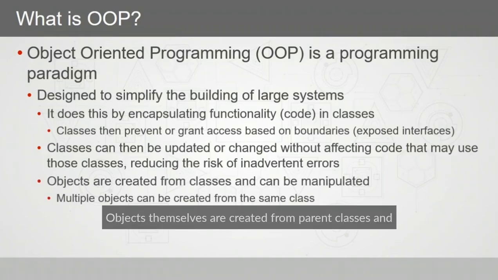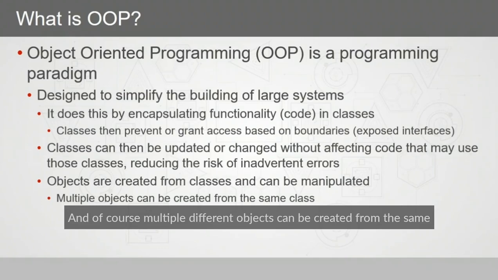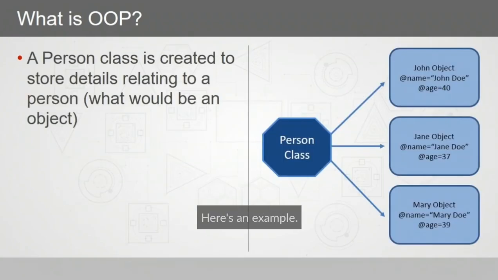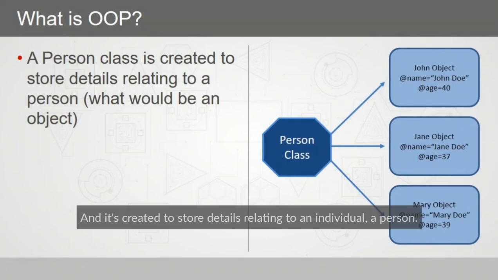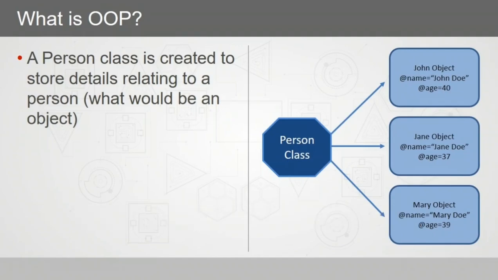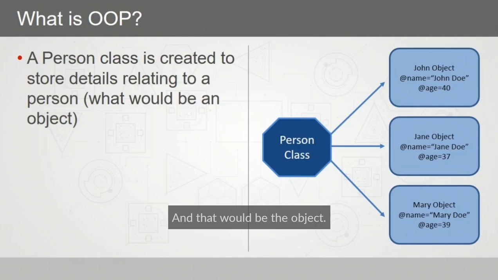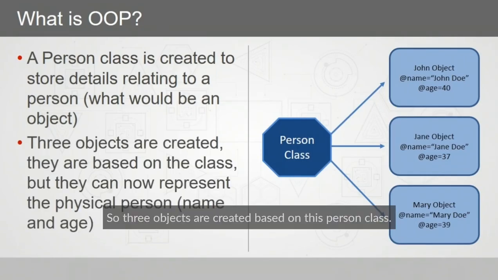Objects themselves are created from parent classes and can then be manipulated in ways that the parent class cannot be. And of course, multiple different objects can be created from the same base class. Here's an example. A person is a class, and it's created to store details relating to an individual, a person. And that would be the object. So 3 objects are created based on this person class. And yes, they are based on the parent class, but they can now be used to represent the physical person. And they all have similar attributes, but not the same.